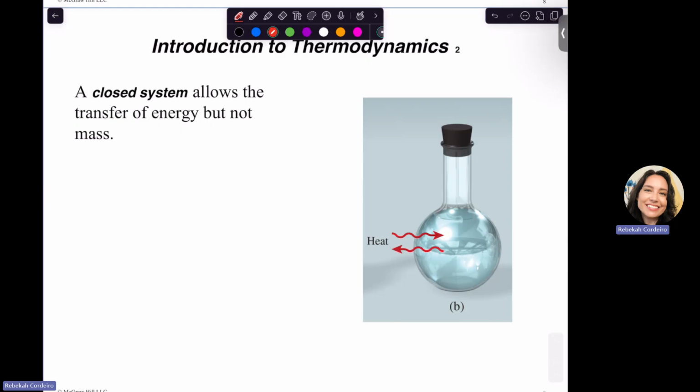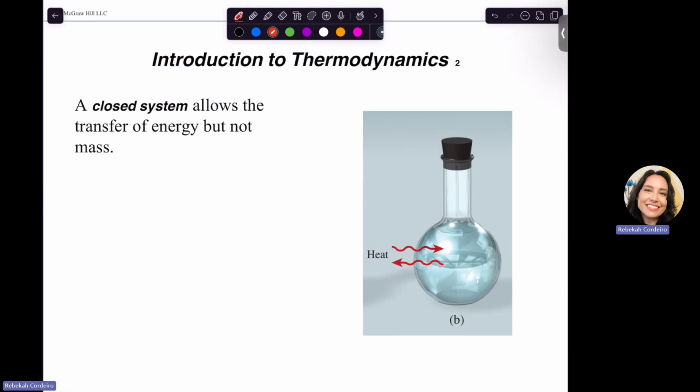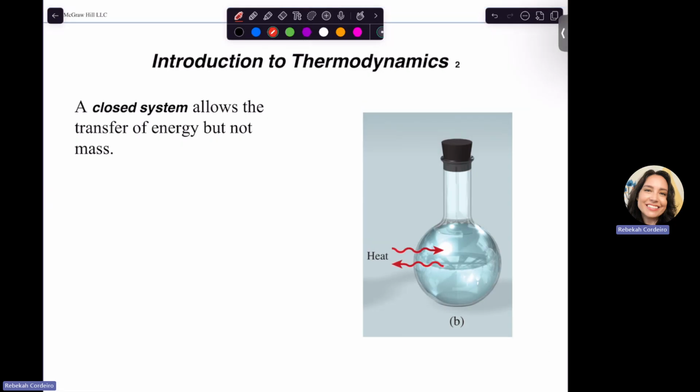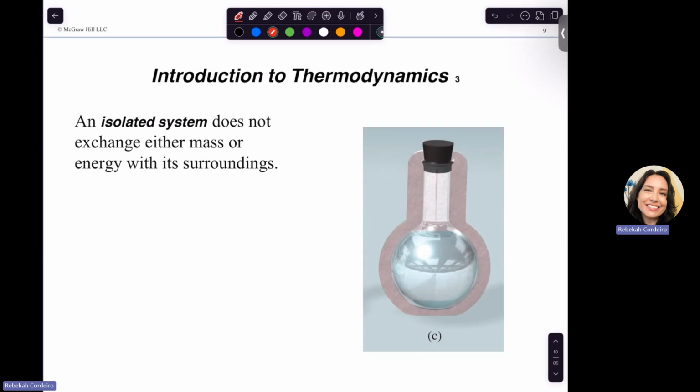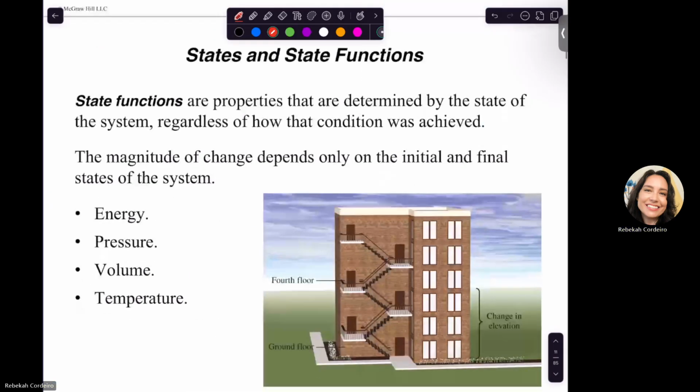If you're talking about thermodynamics, usually we do want heat to be able to transfer. So we often are talking about closed systems, but sometimes we want to put our closed system inside of something where heat is not going to be transferred, and that would be an isolated system. Like if we insulated our flask where no heat and no mass can be transferred in and out, that would be an isolated system. So these are just some terms that would be helpful for you to know.